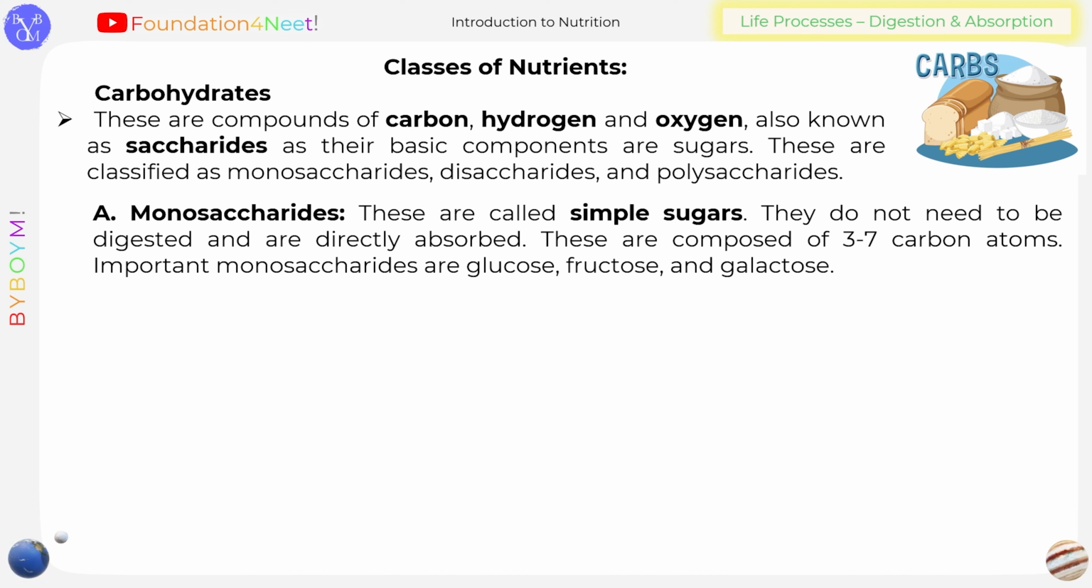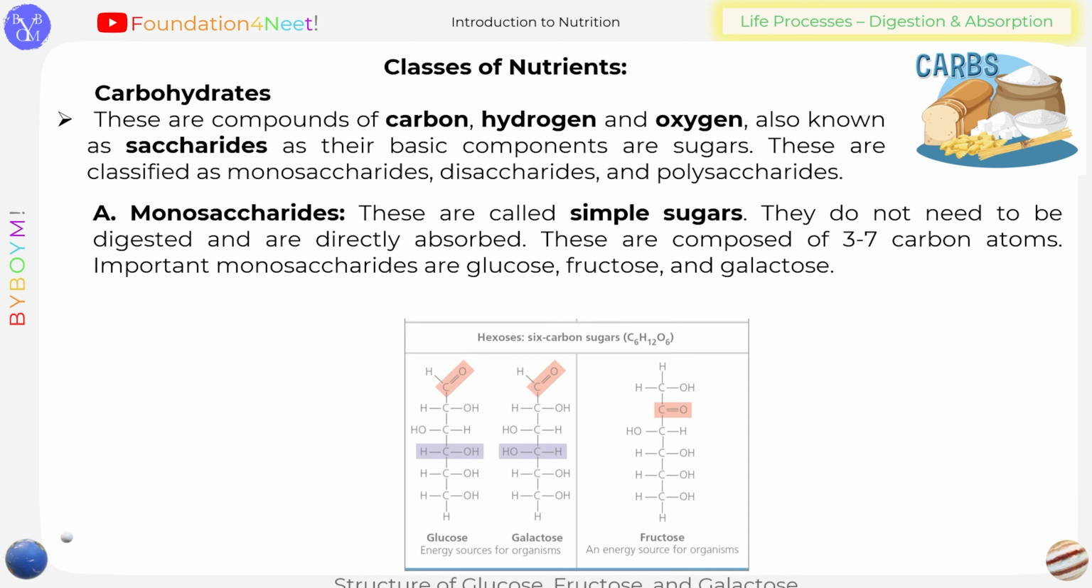So now, what are monosaccharides? Mono means one, single, and saccharin means sugar. So monosaccharide means single sugar. They are called simple sugars because they cannot be further digested. They do not need to be digested and are directly absorbed. So there is no need for digestion.